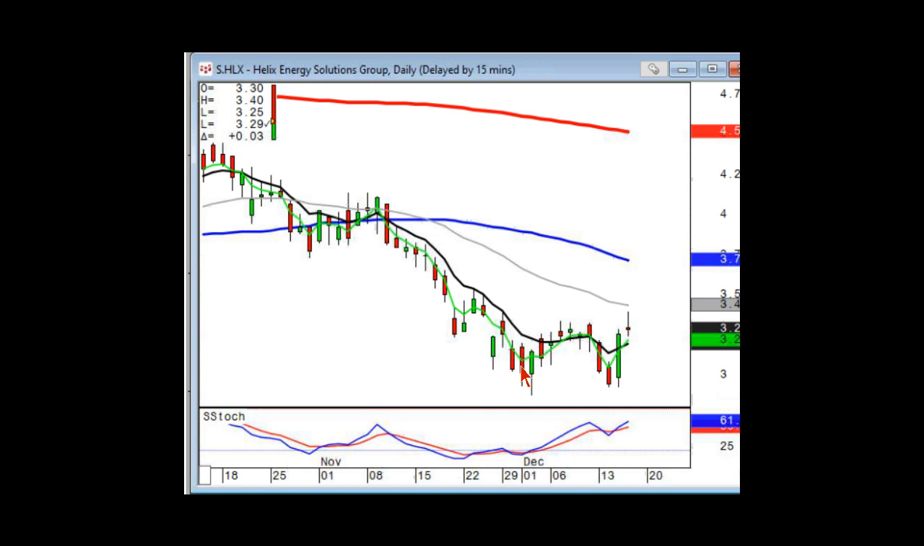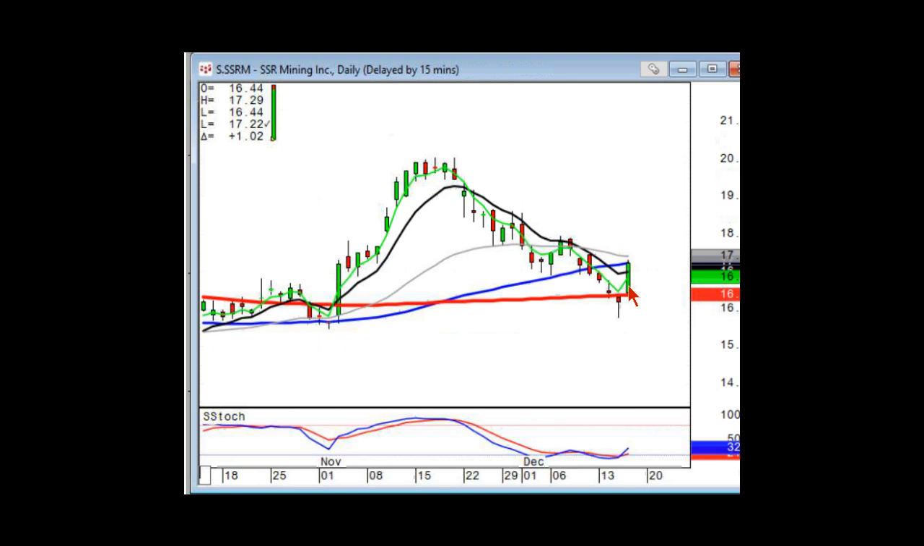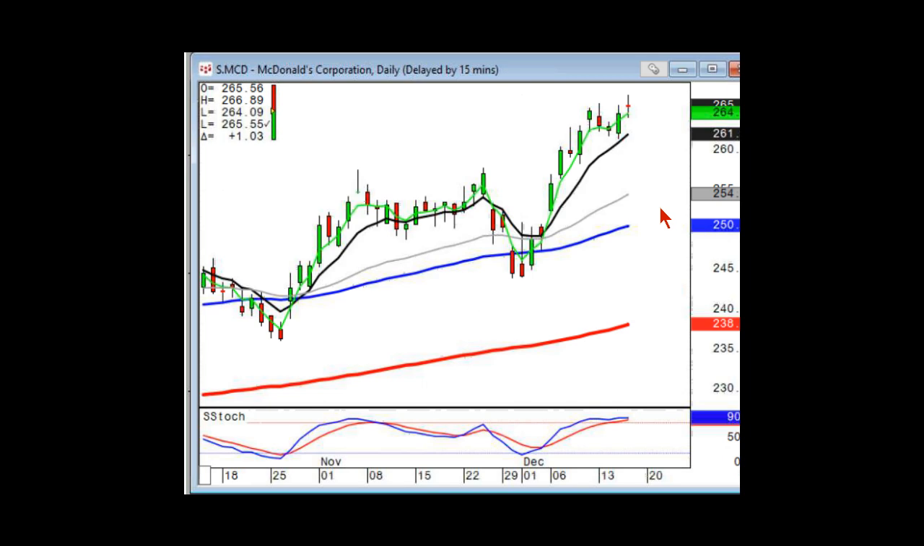Helix, you could buy this one on positive trading with a bullish doji sandwich, yes. And SSRM. That's a nice reversal, right smack dab off the 50. You could buy this one on positive trading. That's that one of the silver mining. Yeah, so that's got a good looking chart. McDonald's. Just stay long. You can see how the T-line acted as support.